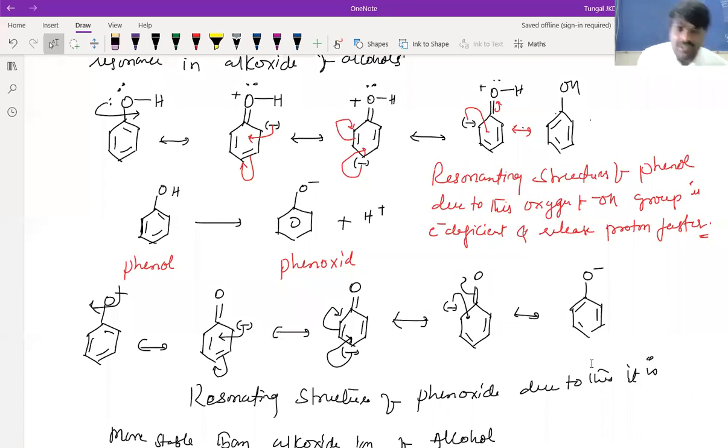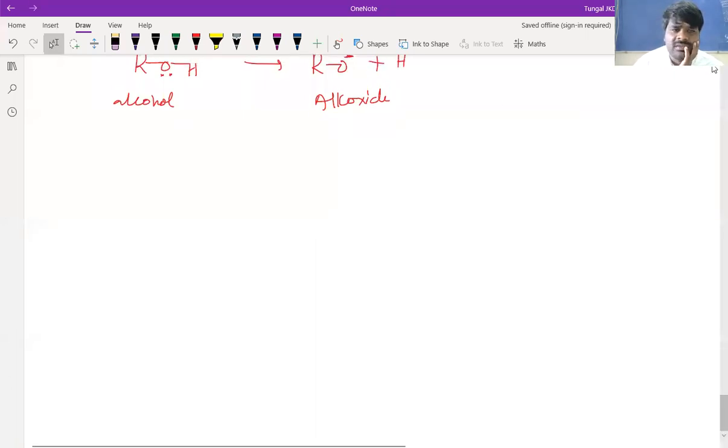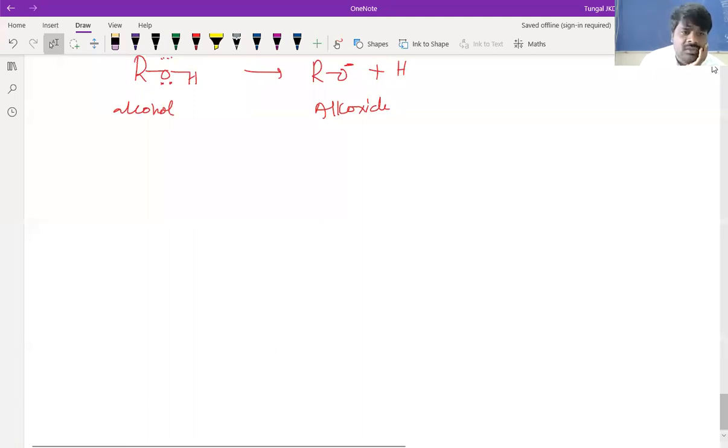So this tendency of releasing the proton depends upon the structure. Let me compare both alcohols and phenols. This is your alcohol. One second, let me tell you this comparative reason here. See, this is your alcohol, and this is your phenol.